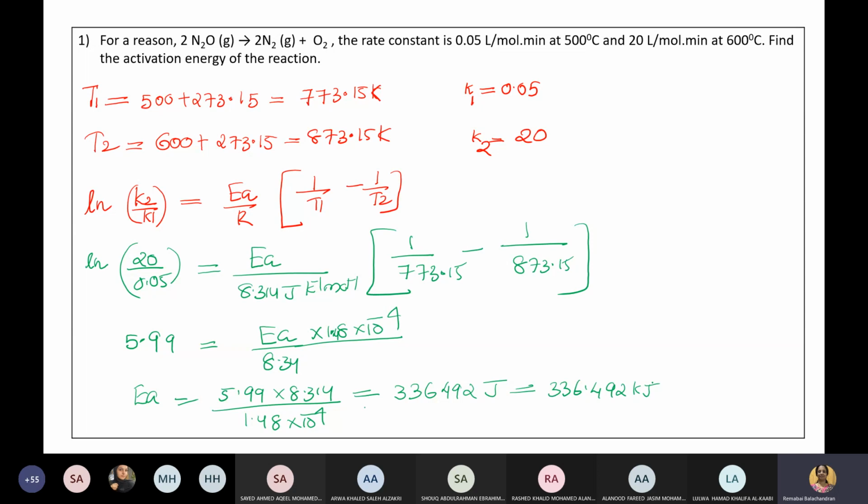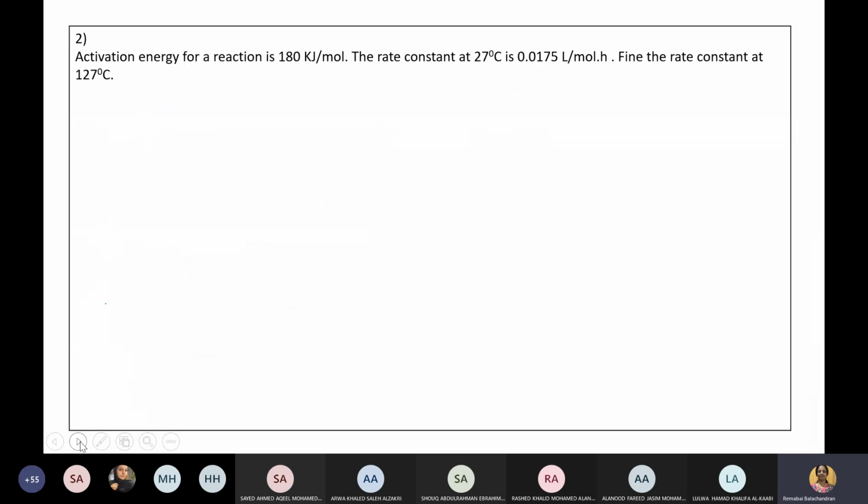336.492 kilojoule. So if it is scientific notation, it will be 3.364 times 10 to the power 2 kilojoule, right? Yes. You need to know how to write scientific notation. Scientific notation only one digit. Don't write 33.6. Okay, so now next one.